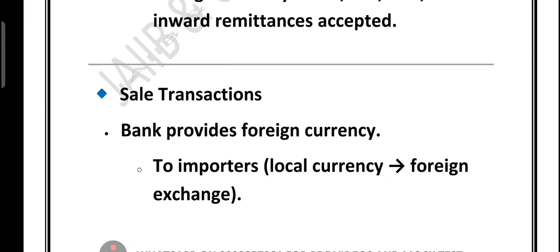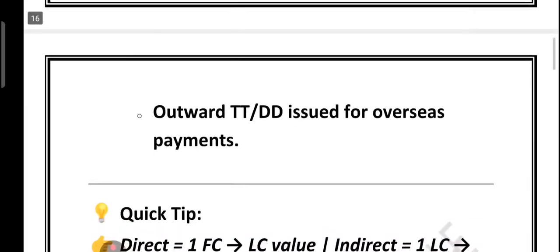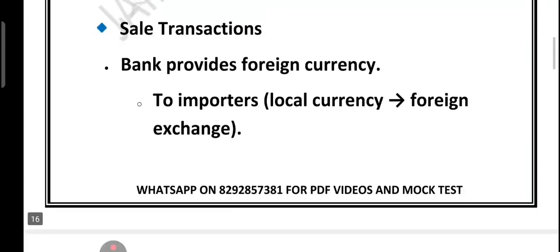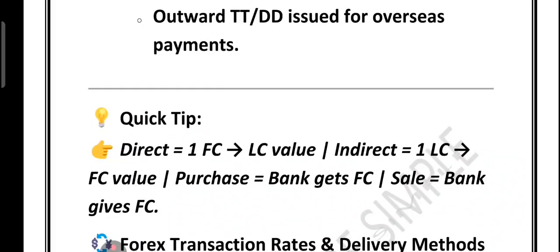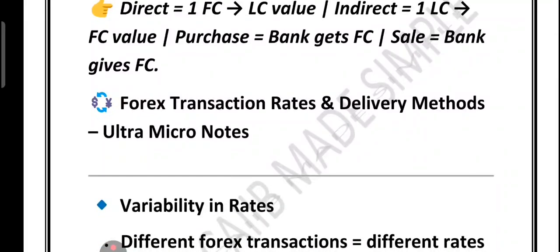Then we have the sale transaction. Sale transaction means the bank provides foreign currency to whom? Obviously, the bank will provide the foreign currency to the importer. So these are the two kinds of sale and purchase transactions that we have. One more point is that direct means one FC in LC value, indirect means one local currency in FC, or foreign currency, value. Purchase means the bank gets foreign currency, sale means the bank gives foreign currency to the importer.